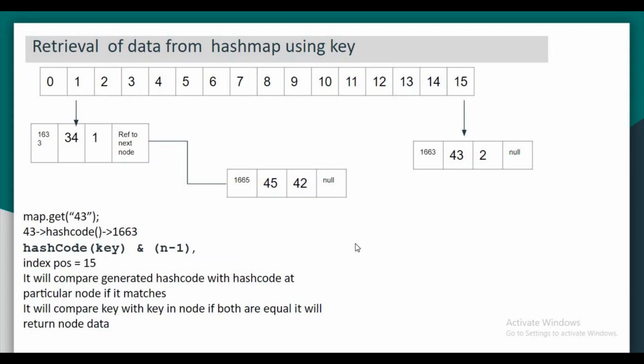Okay, now here there is no hash collision, so we can easily compare the hash code and key-value pair and we'll get the data. But in a collision scenario, how can we get the data? Now I will explain that scenario, guys.